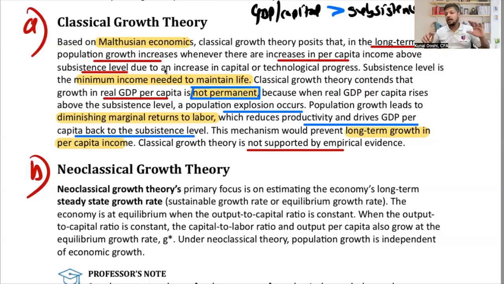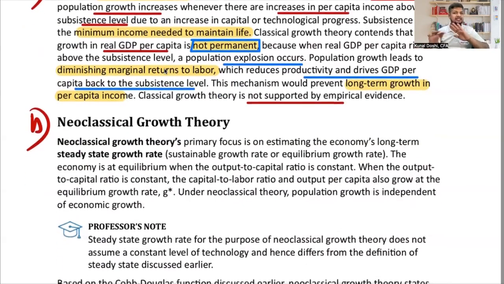Conclusion: they are saying the GDP per capita cannot grow forever, right? And the population explosion, or the growth in the population, will offset it. So the high GDP per capita growth is not permanent. But again, this theory has no more relevance.